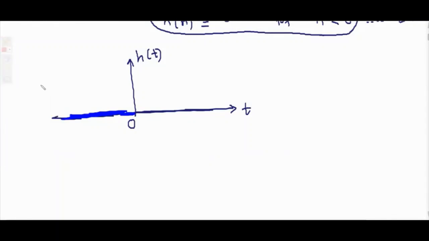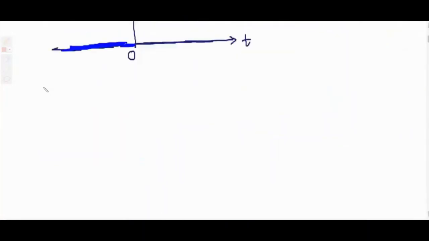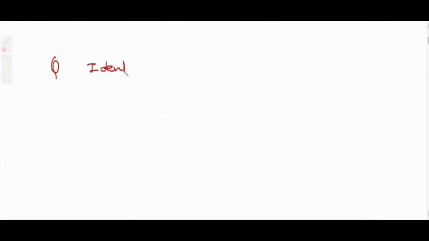Let's look at the condition before we move to the question. h of t equal to 0 for t less than 0. That means for negative values of t, the value of the signal should be 0. The question can be: identify causal, non-causal system.